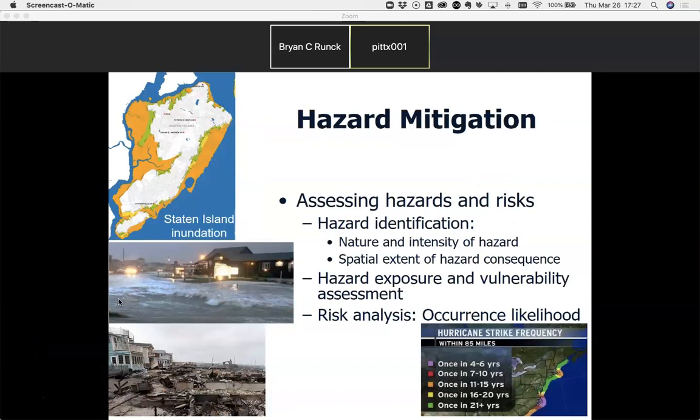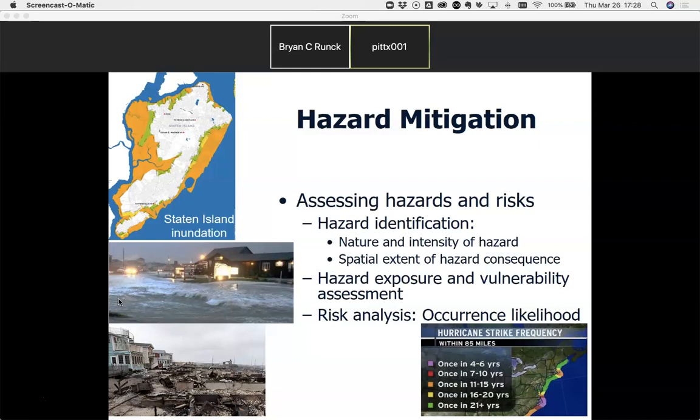Assessing hazards and risks involves identifying the hazard, identifying the nature and intensity of the hazard, and the spatial extent of hazard consequences. For example, in the upper left-hand map, the map of Staten Island, New York, immediately after Hurricane Sandy, showing areas of the island that were inundated by the storm surge.